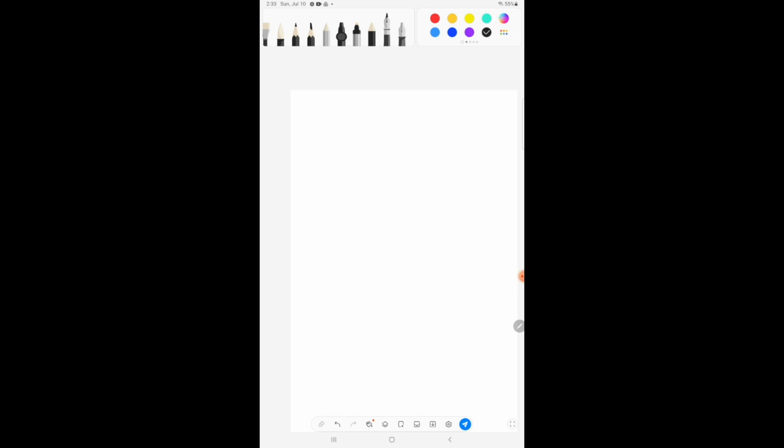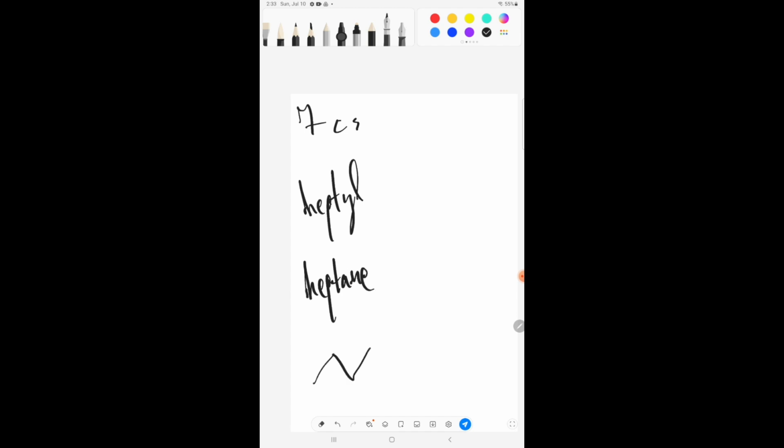Okay, so to 7 carbons now. Heptyl just has 7 carbons, right? Heptane. 1, 2, 3, 4, 5, 6, 7 carbons. This is a heptane. So you can see the logic here.